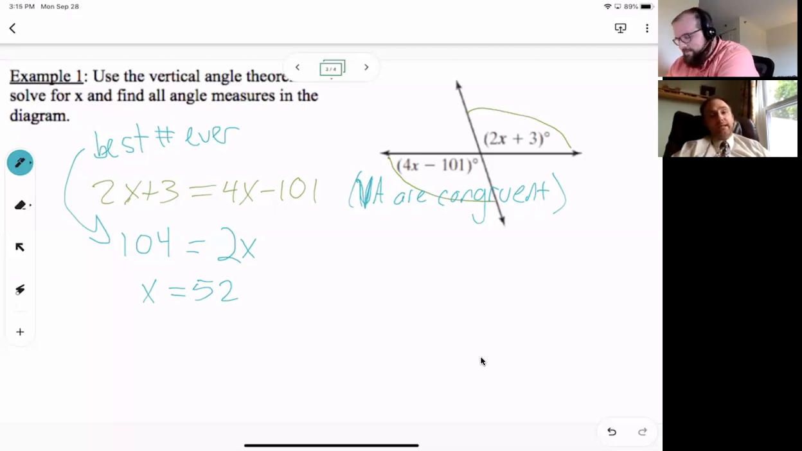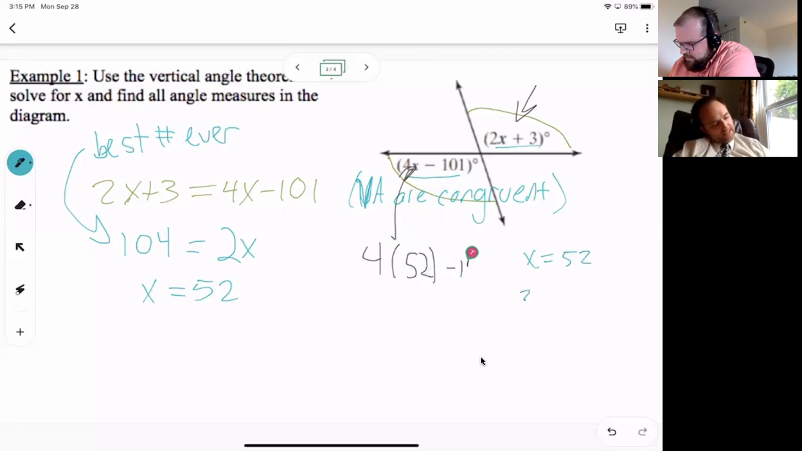Yes. We have to be careful, Mr. Carlson, because it says solve for x and find all angle measures. Oh, man. So we've got 2 different ones. Do you want to do the 4x minus 101? I'll do the 2x plus 3. Sure. So I know that x is 52. I'm just going to talk out loud. 2 times 52. Oh, I'm sorry, Butterworth. I should have given you this one.